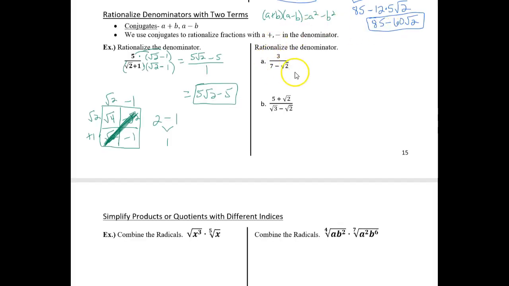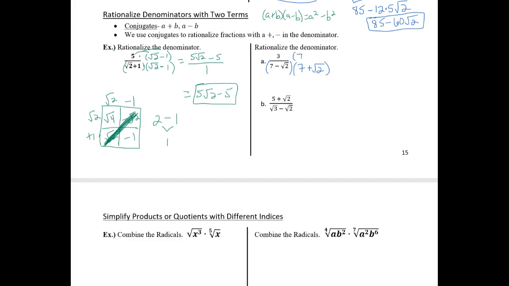Alright, example A on the right. What is the conjugate of 7 minus square root of 2? Did you guess 7 plus the square root of 2? You'd be right. Again, exact same terms, the sign in the middle changes. So this was a minus sign in the middle. We're going to change it to a plus sign.